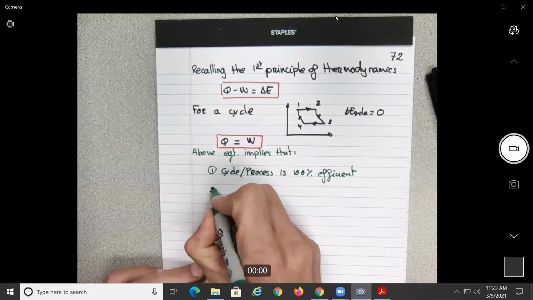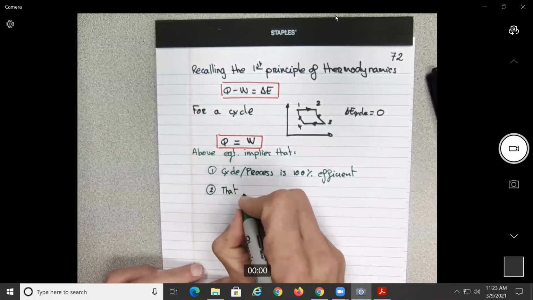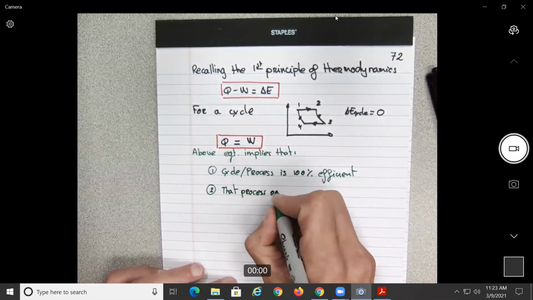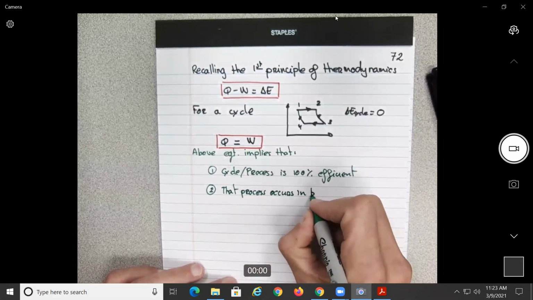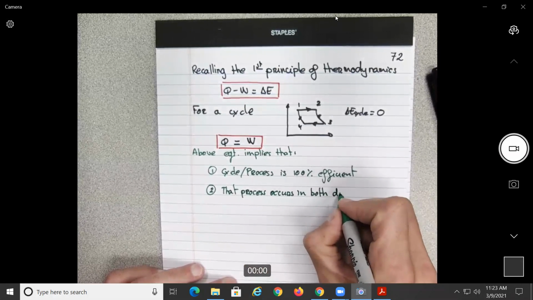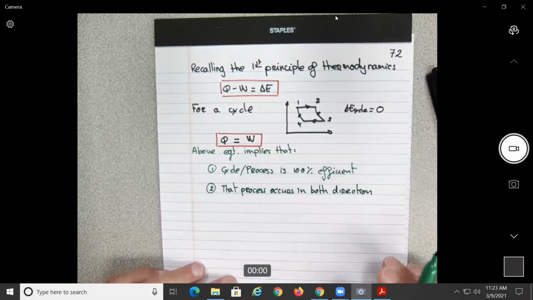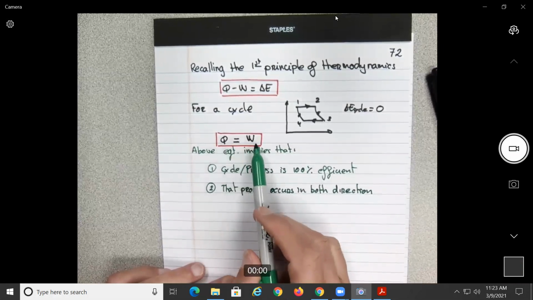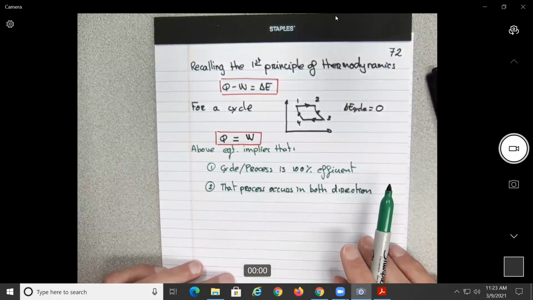and two, that the process occurs or can occur in both directions indefinitely, no? So you can transform all the heat into work, all the work into heat, and back and forth. This is not a direction. All right.